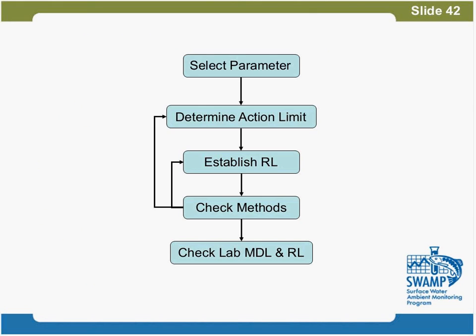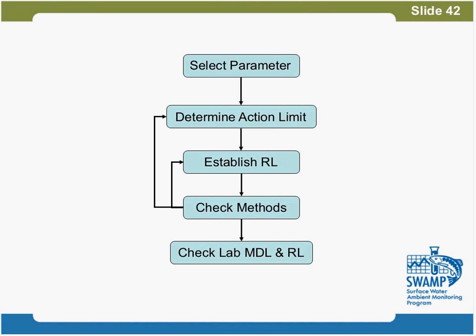So let's look at this in sort of a flowchart manner, how we're going to pick our reporting limit. And again, please remember this is a super brief introduction to this. To really do this fully would probably take me a couple of hours and with several examples from different water board programs. But select a parameter. Obviously, that's our first step.